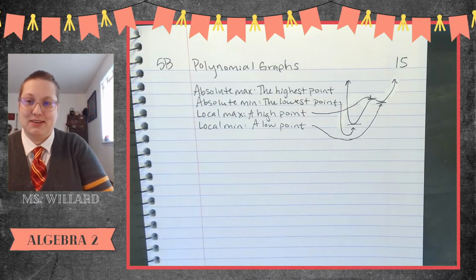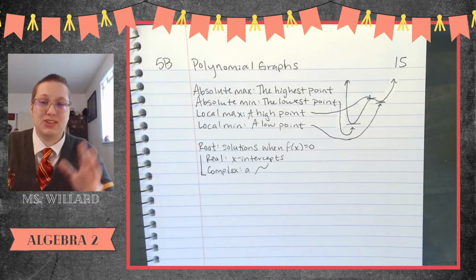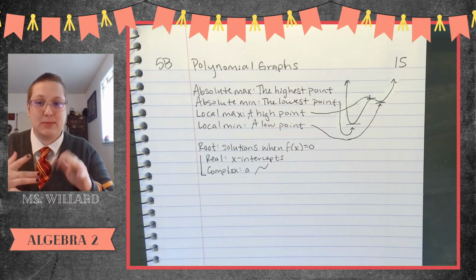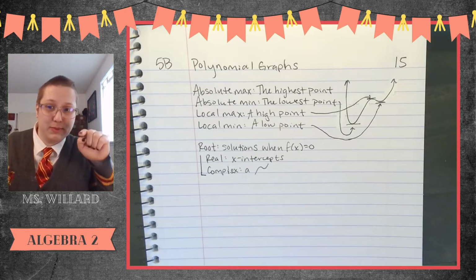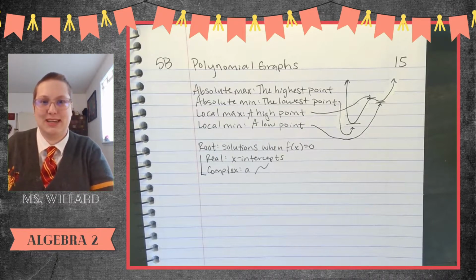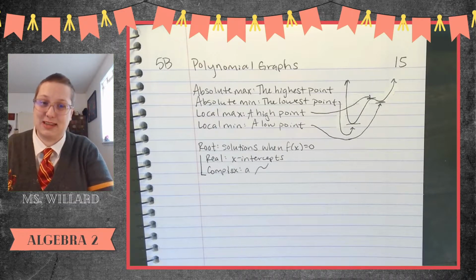Okay, let's also talk about how to find the roots in a graph. Roots are the solutions when the function equals 0. If it's a real root, it's an x-intercept. If it's a complex root, it kind of goes like whoop. I'm going to show you in the graph because I don't really know what to call it. I used to call it a turn, but everything's a turn, and I didn't want to confuse you with extra language. So let's just look at an example, shall we?